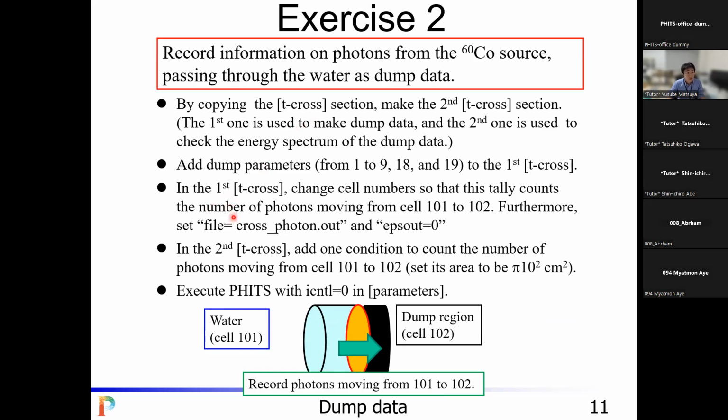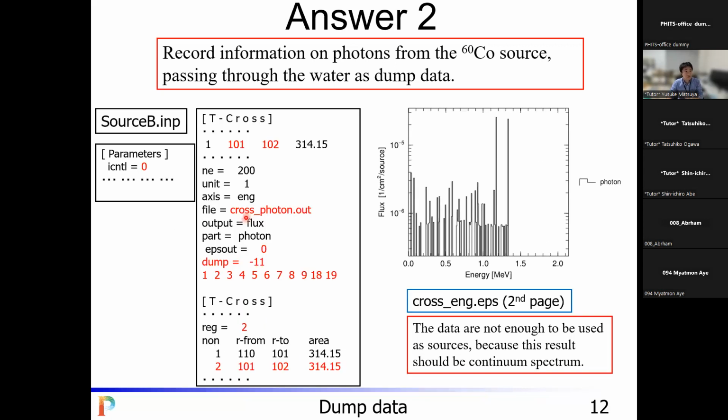Okay, it's time. Seeing the number of the people who completed this exercise, I think this exercise is difficult for everyone. Of course the answer is shown in the next page. So seeing the answer, let's do this exercise together. Okay, moving on to the answer page.